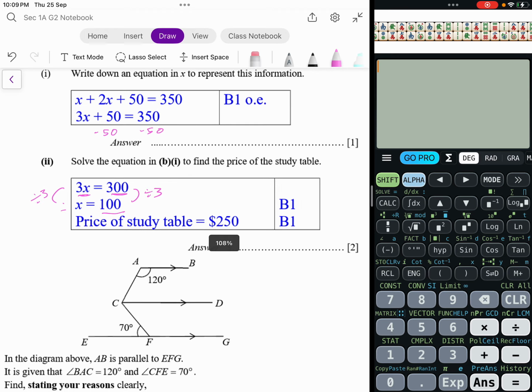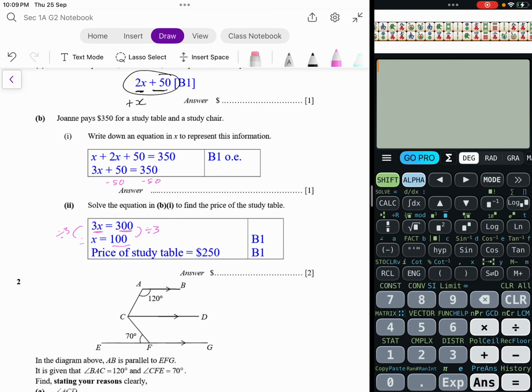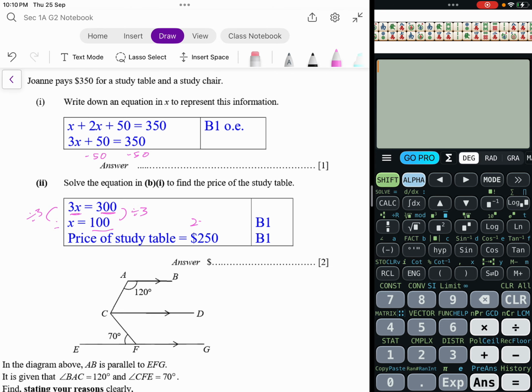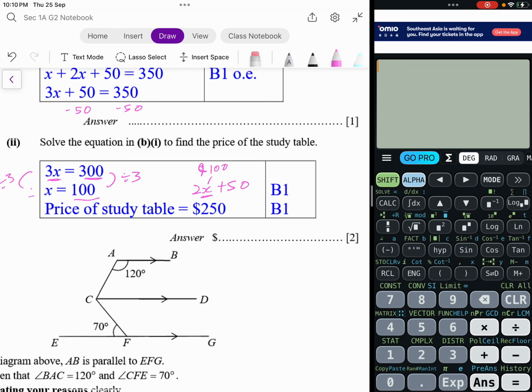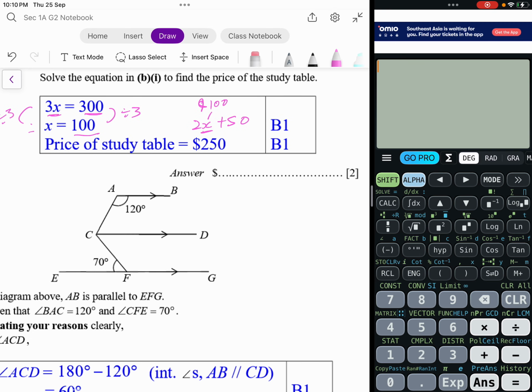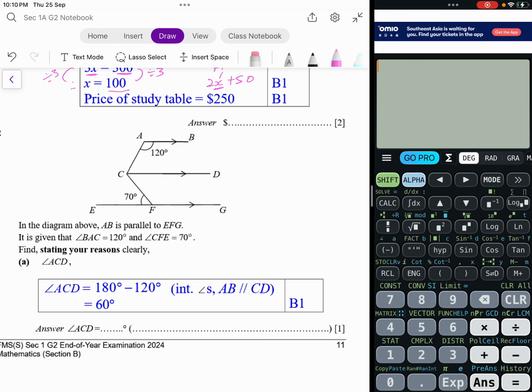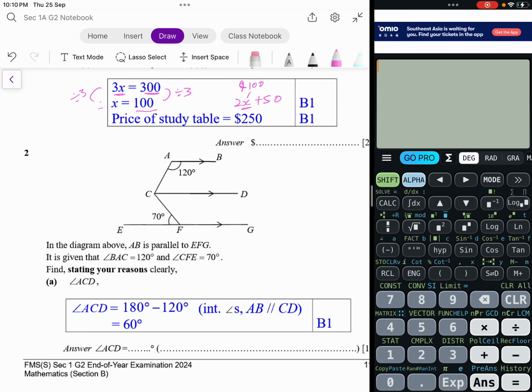So going back to the expression for the study table, which is 2x plus 50, since x is 100, the price of the study table will be 250. Okay, so moving on, question 2.